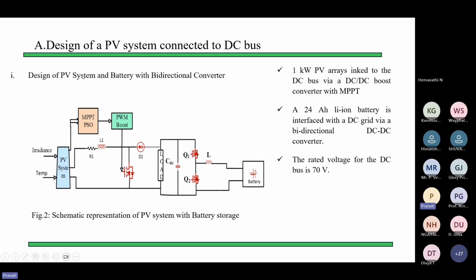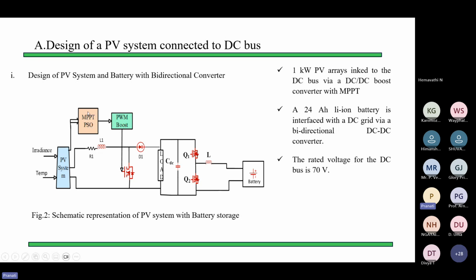So here we have a PV system and a battery with a bidirectional converter. This is our PV system, which has irradiance and temperature. Irradiance is generally 1000 watts per meter square in the literature, or with varying irradiance also. Many research papers have considered this. Here I have considered both 1000 watts per meter square and varying irradiance also. Accordingly, we will see the plots.